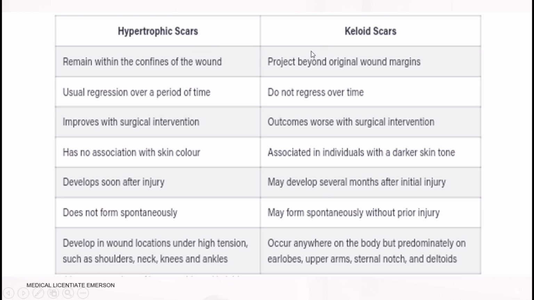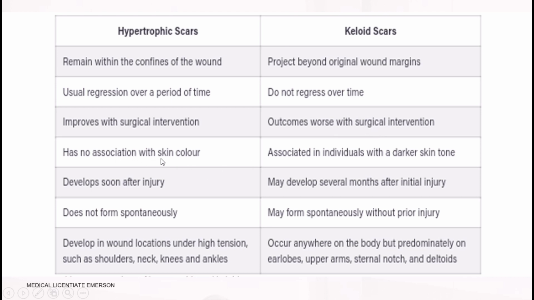Then these are some of the knowledge tips to be marked by. So there are popular questions on the wards where they ask you to differentiate hypertrophic scars and keloids. So hypertrophic scars remain within the confines of the wound, whilst keloid scars project beyond the original wound margins. Then hypertrophic scars regress over a period of time, whilst keloids do not regress over time. Then hypertrophic scars improve with surgical intervention. Then keloids have worse outcomes with surgical intervention.